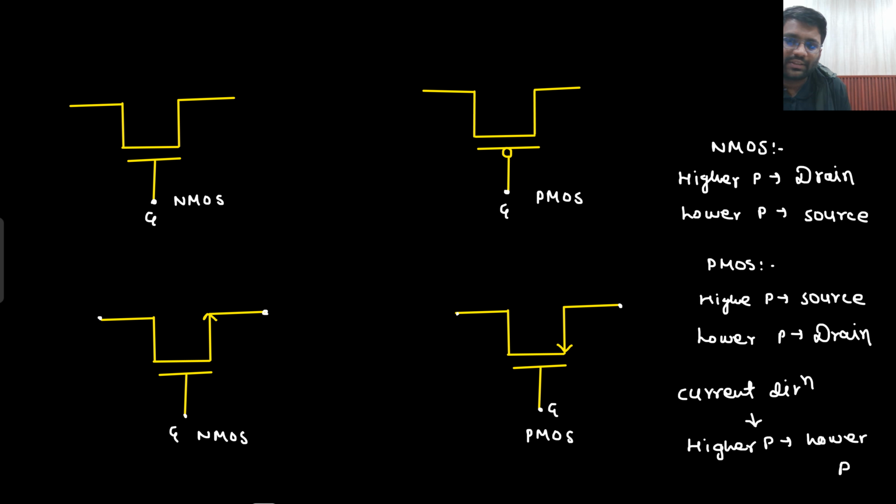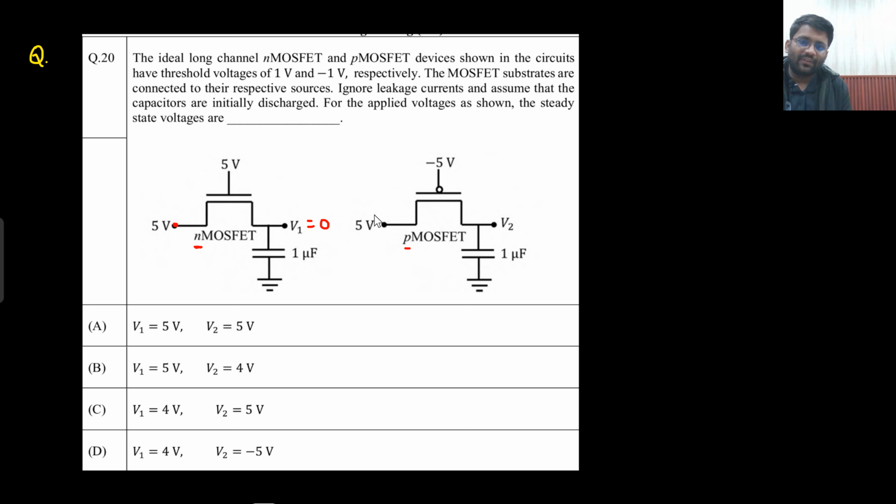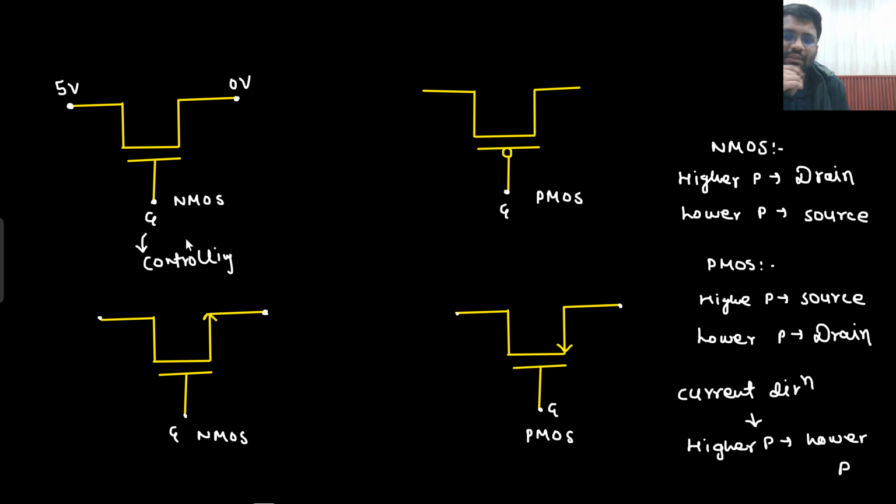So initially the scenario is, look, this gate is just a controlling eye. This is controlling. So we don't care about this potential as much. But as of now, we care about these two potentials. This one is at 5 volt and this one is at 0 initially. 5 and 0. So which one is drain, which one is source? This is a NMOS. This would be drain and this would be source. What will be the direction of current flow? Current will always be flowing from higher potential to lower potential. So this will be the direction of current flow.